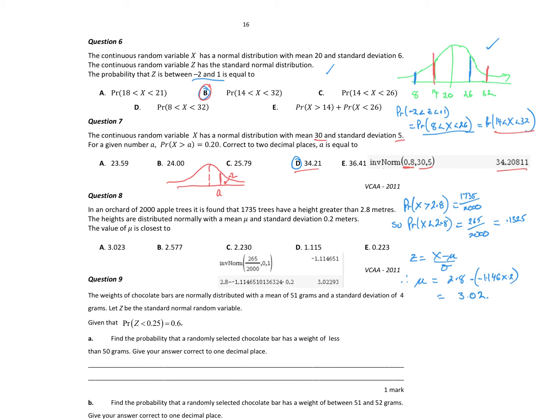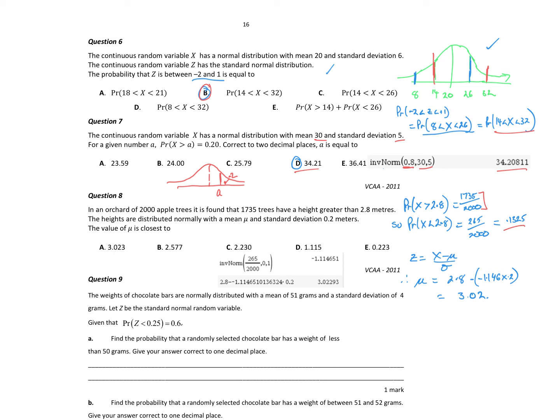Finally, a little bit different. An orchard has 2,000 apple trees. It is found that 1,735 trees have a height greater than 2.8 metres. If the heights are distributed normally with a mean mu and standard deviation 0.2, what is the value of mu? So we know that the probability that X is greater than 2.8 is 1735 over 2,000. So the probability that X is less than 2.8 is 1 minus that, which is 265 over 2,000, which is 0.1325.